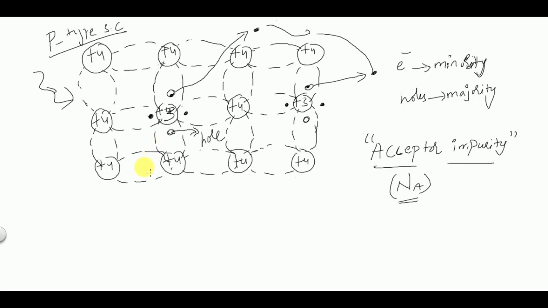So both processes which I have discussed for N-type semiconductor will always exist for P-type semiconductor as well, that is both band-to-band transition and impurity ionization.